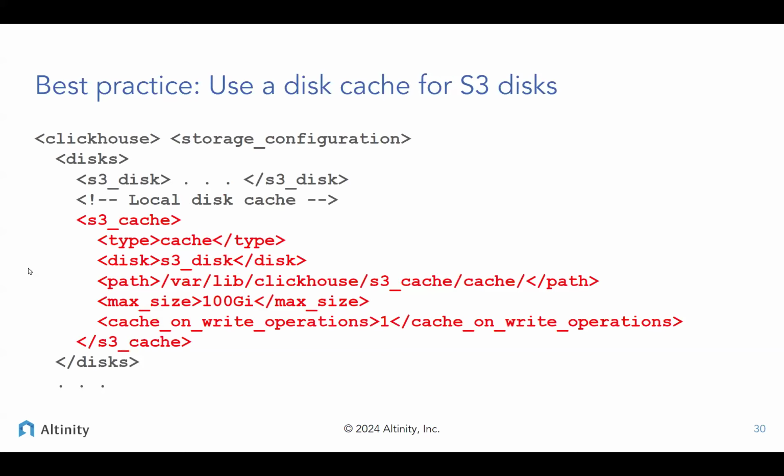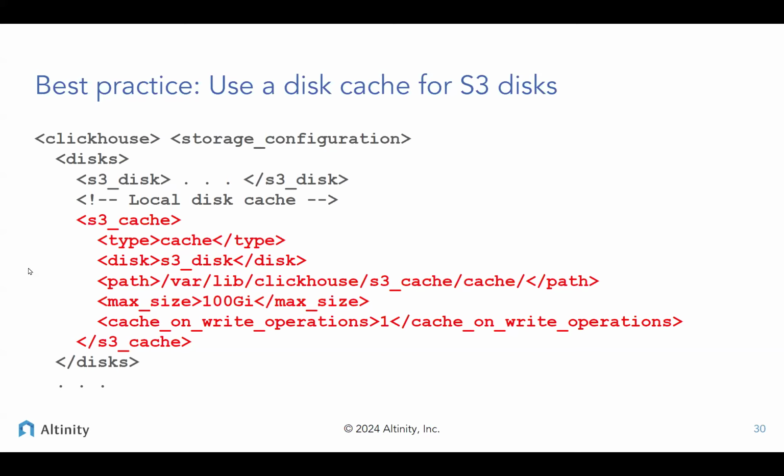Next, use a cache. This has a number of benefits, and it's very easy to set up. If we have that S3 disk defined, what we now define is a cache, which is another type of disk. We tell it which underlying storage it's attached to, tell it where to put the data, tell it how big it should be, and there are a number of other options. These are typical examples.